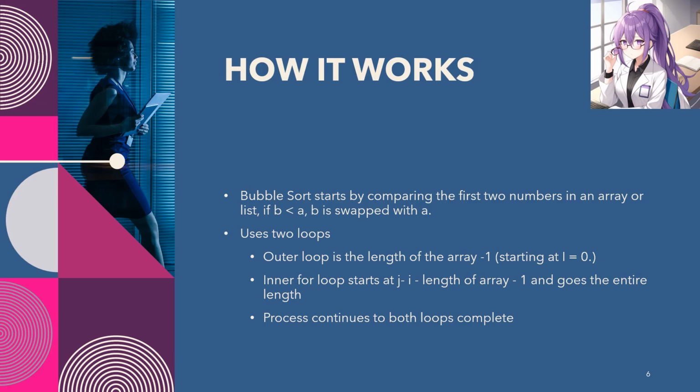It starts off by comparing the first two numbers in an array or list. If b is greater than a, b is swapped with a. Then it'll go through the list for each number and repeat the process.